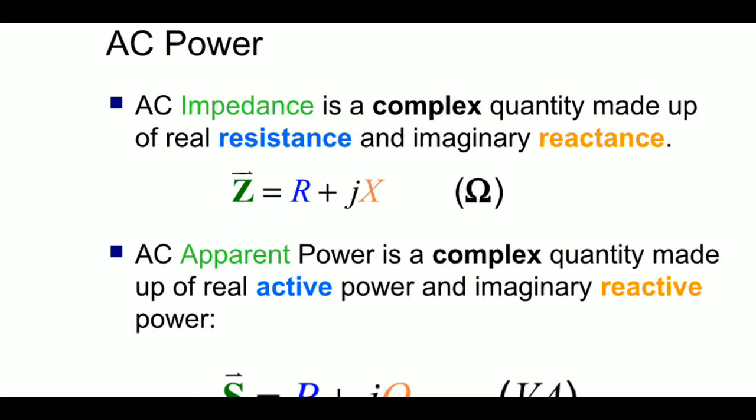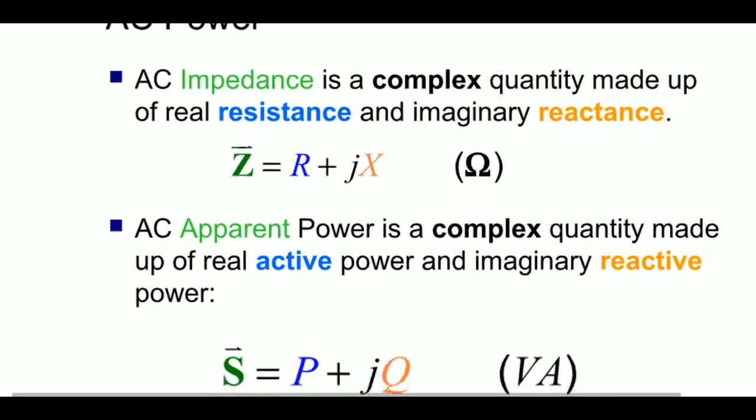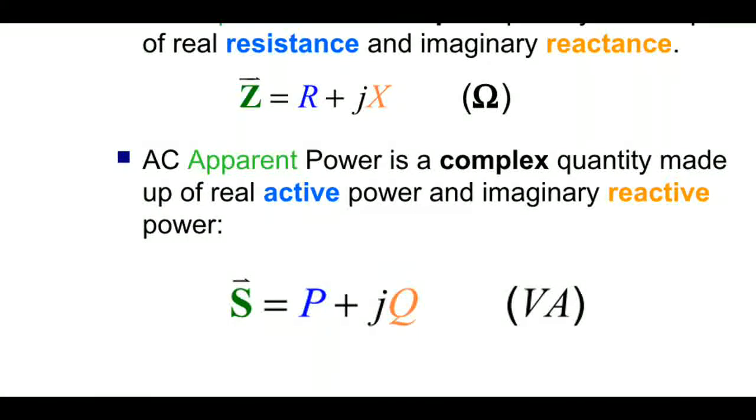AC impedance is a complex quantity made up of real resistance and imaginary reactance. So Z equals R plus jX. The unit is ohms, where R is resistance and X is imaginary reactance. AC apparent power is a complex quantity made up of real active power and imaginary reactive power, denoted by S equals P plus jQ volt-amperes.